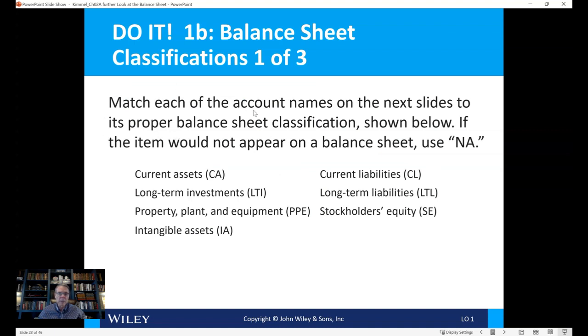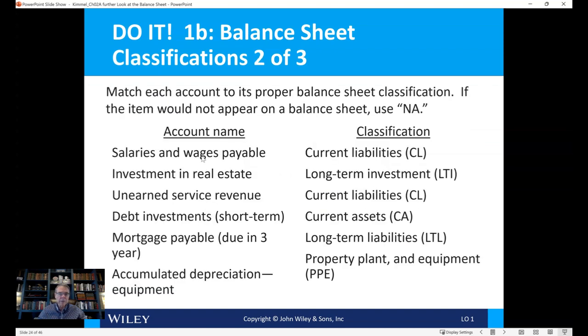All right, so match each of the account names on the next slides to its proper balance sheet. Okay, so salaries and wages payable would be a current liability. Investment in real estate usually has a long life, and so that's going to be a long-term investment. Unearned service revenue. So again, someone's given you money and it's a liability. You either have to do the work or give the money back. So that's going to be a current liability, most likely.